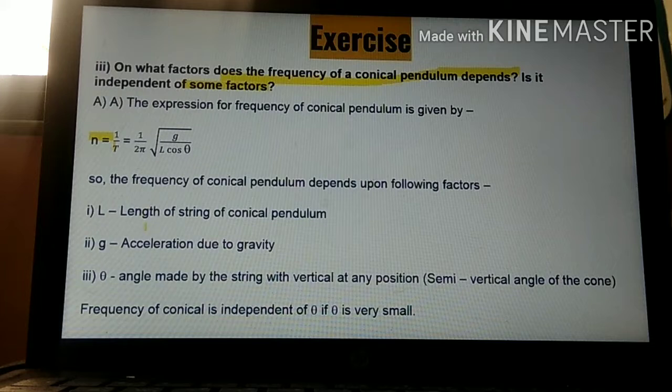So the frequency depends upon the length of the string of the conical pendulum. If this is a conical pendulum, then the length of the string will be taken into consideration, as well as the acceleration due to gravity g and the angle theta which the string makes with the vertical. Angle theta will also be considered. Is it independent of some factors? Yes, it is independent, whenever theta is very small. At that time, it will be independent of the factor theta.